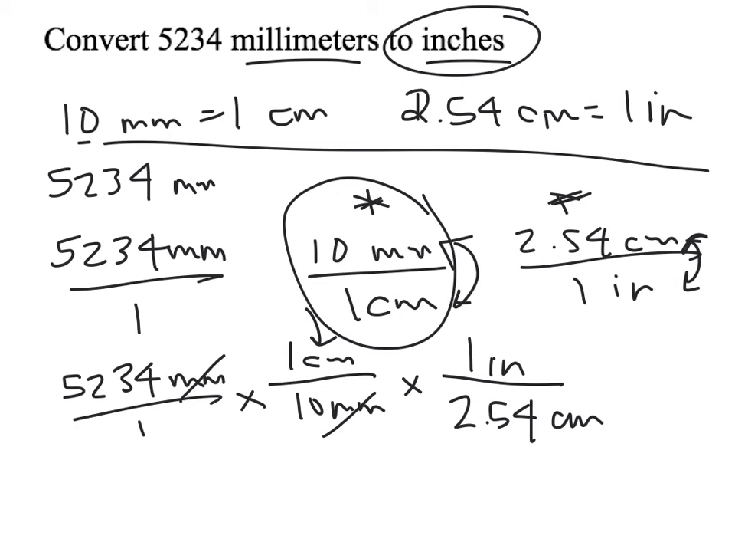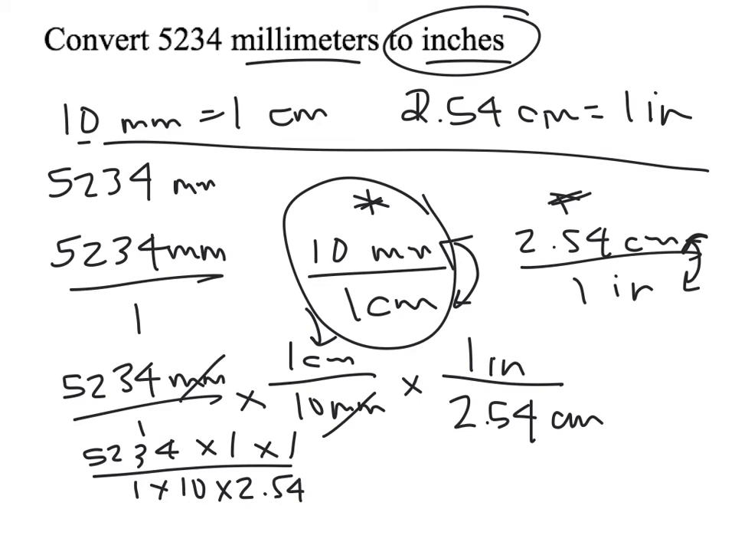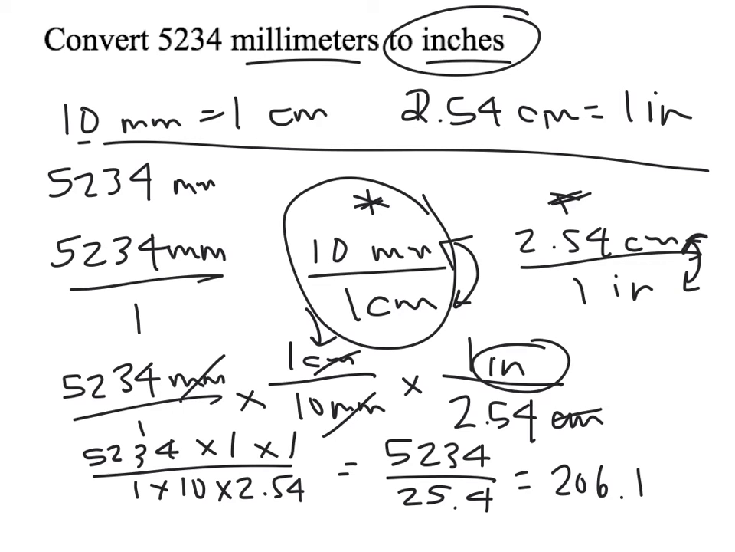And then step number 5 says to multiply, so 5234 times 1 times 1 over 1 times 10 times 2.54, which equals 5234 over 25.4, which equals 206.1, and we're left with a unit of inches.